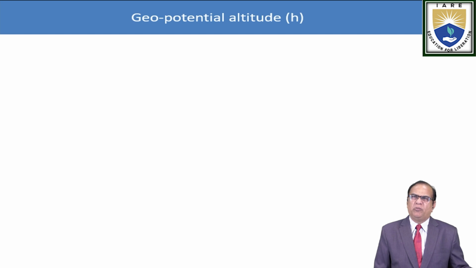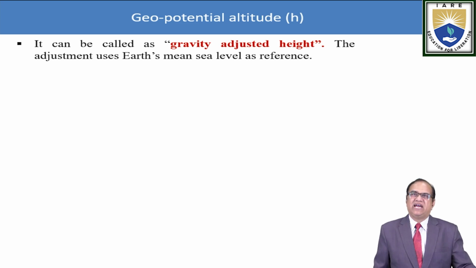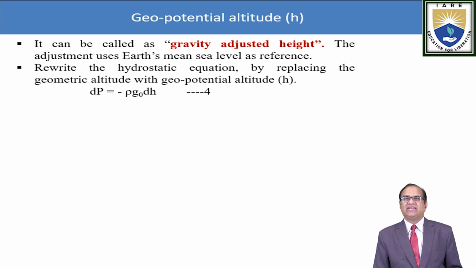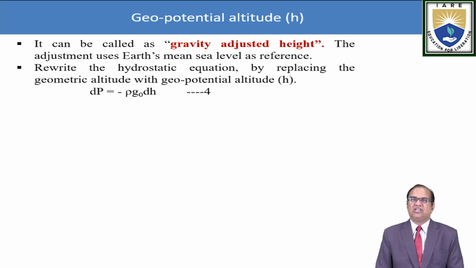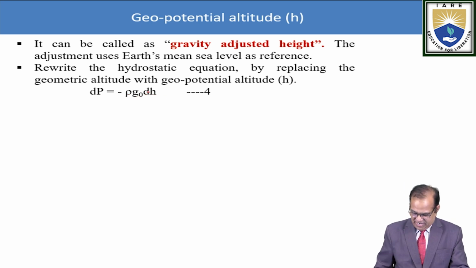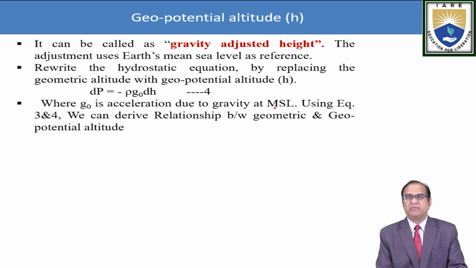So, what is the geopotential altitude h? It can be called the gravity adjusted height. The geopotential height or altitude h is a gravity adjusted height. The adjustment uses earth mean sea level as a reference. Rewriting the hydrostatic equation by replacing the geometric altitude with geopotential altitude h, we can write dp is equal to minus rho g naught dh, where g naught is the acceleration due to gravity at mean sea level.